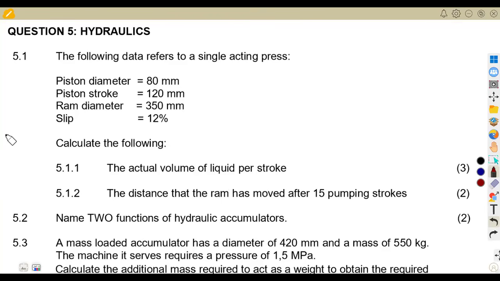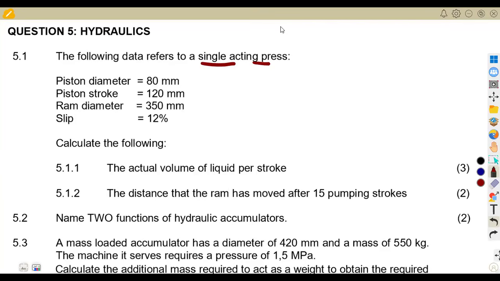We are still on our Engineering Science N4, and this is the August 2023 exam that is working on hydraulics. So this is a question based on hydraulics. We are given 5.1. The following data refers to a single acting press. So take note there, we are dealing with a single acting press.